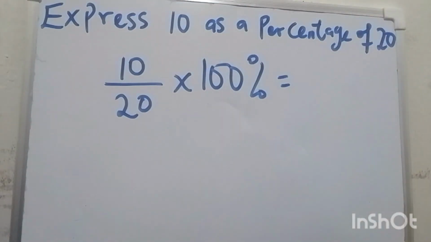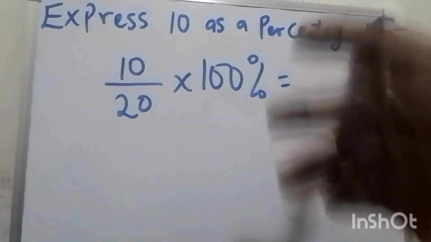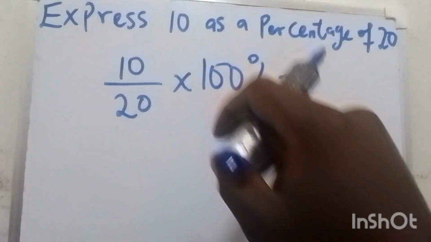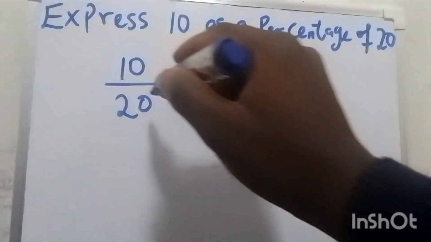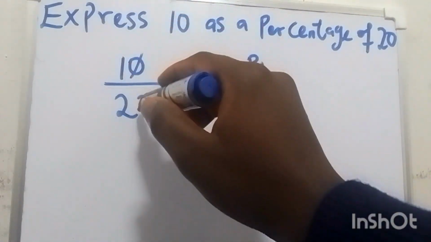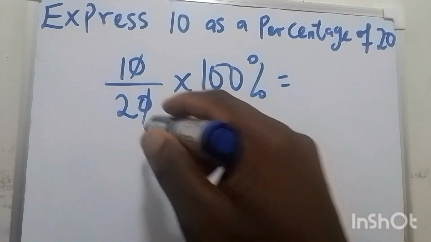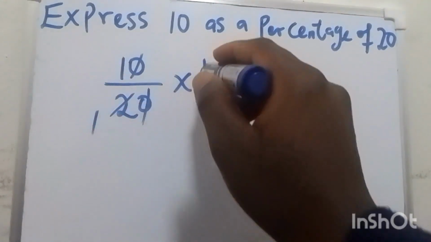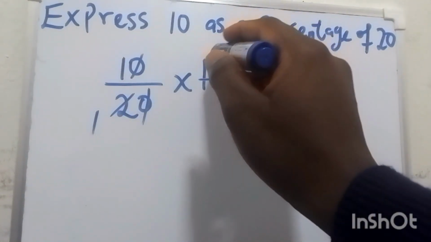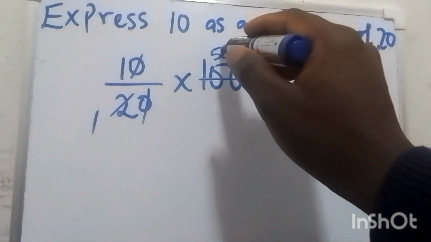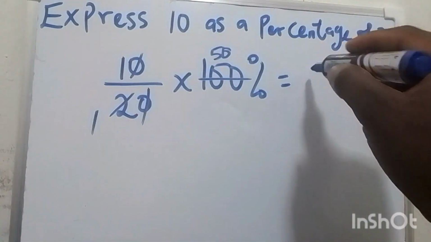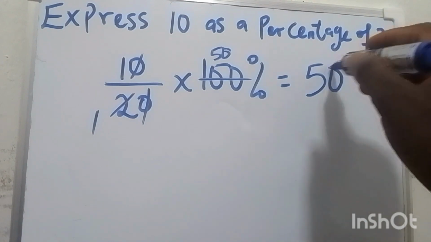Okay, this is how you solve it. Express 10 as a percentage of 20 is 10 over 20 multiplied by 100. So you can cancel 0 with 0, and 2 here, 1, 2 here in 100, you simply have 50. So we have 1 multiplied by 50, which gives us 50%.